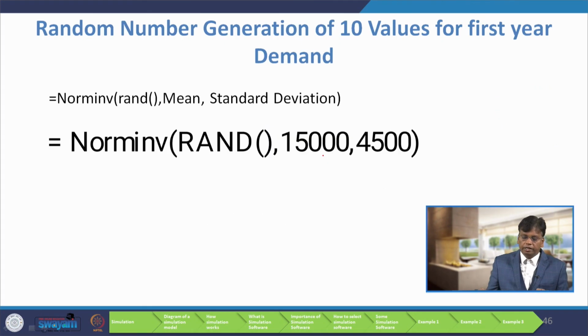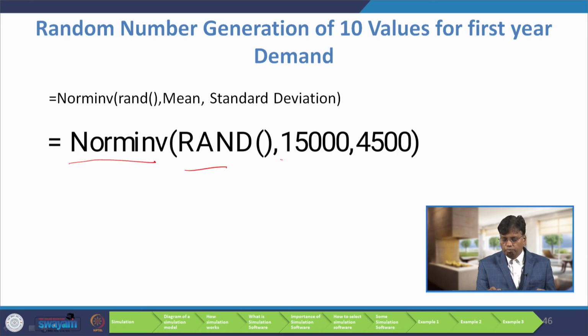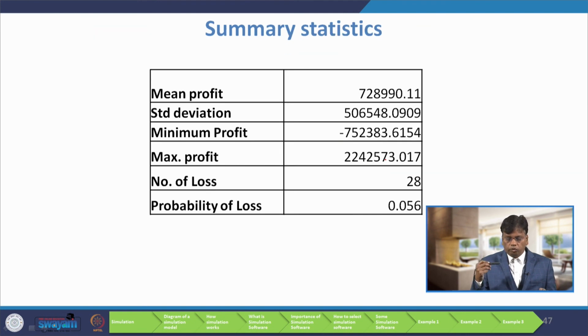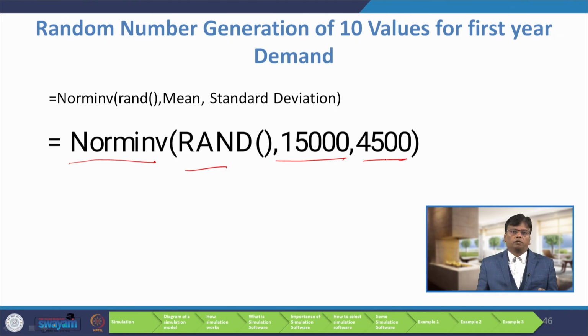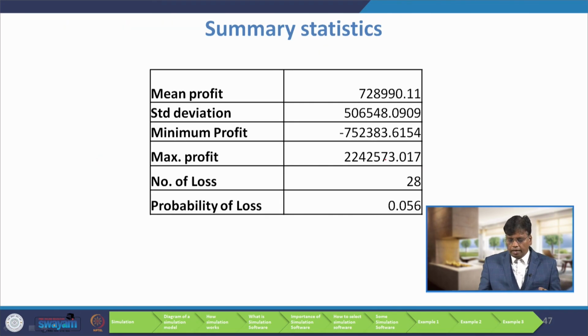The last one is generating a random number for demand. For that, in Excel you can directly use the NORM.INV function with RAND, the mean of the distribution, and the standard deviation of the distribution. I am going to run this simulation model with the help of Excel, and then I got the summary statistics. It says that the mean profit is this much, the standard deviation is this much, and the maximum profit is this one.